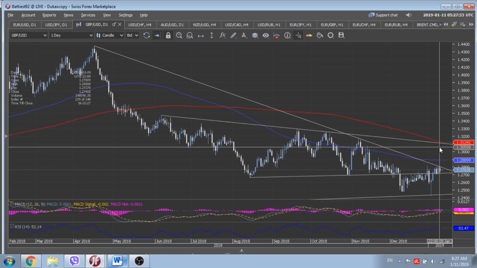We are more optimistic regarding the situation with the cable. We suggest that sooner or later the Brexit deal will be signed, and sooner or later the British pound should rise, and probably rise very strongly.